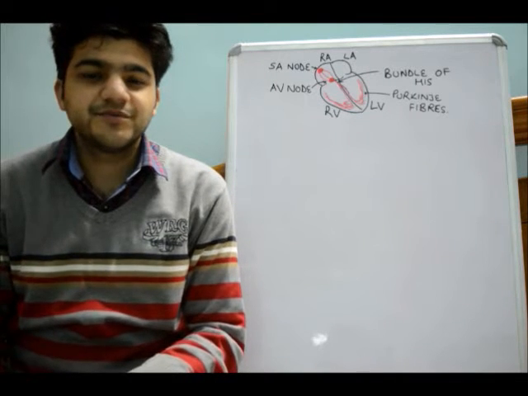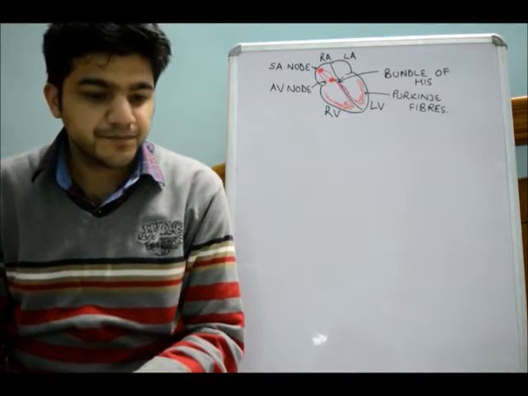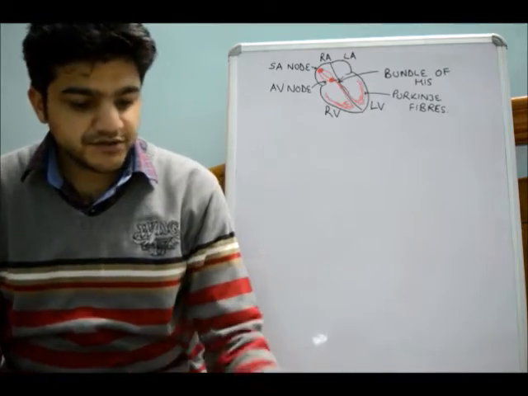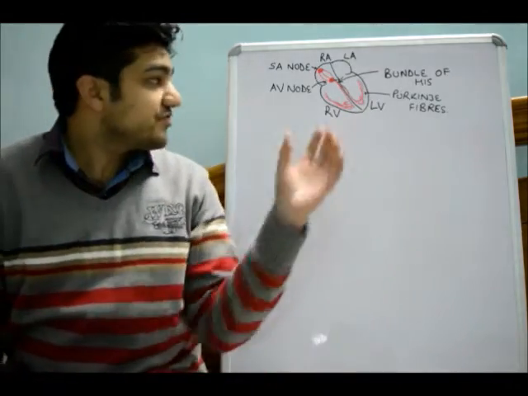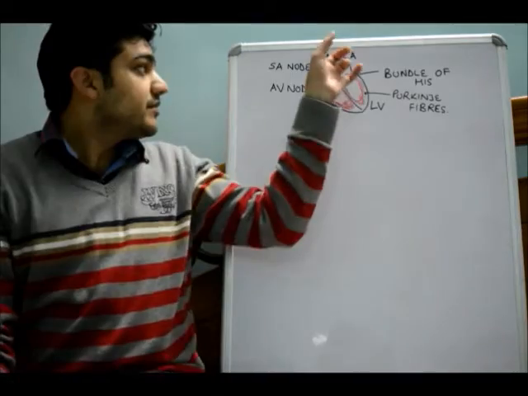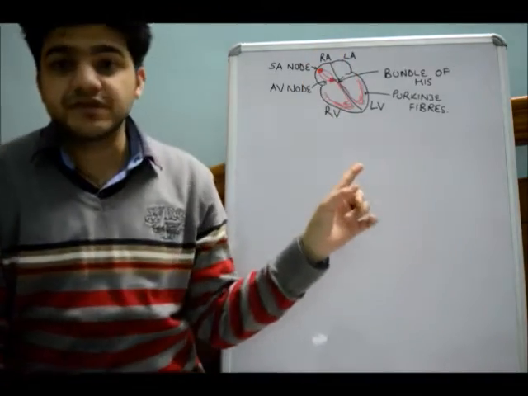Hello friends, we will be discussing cardiac electrophysiology today. The heart is composed of 4 chambers, as you can see, 2 atria and 2 ventricles.